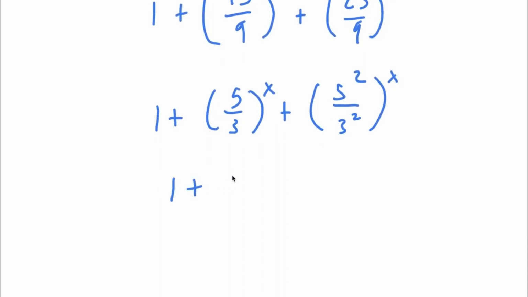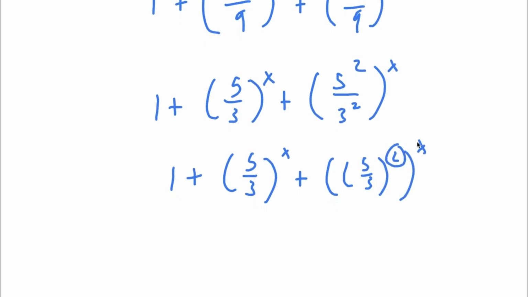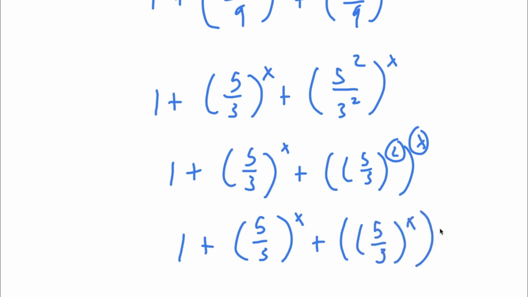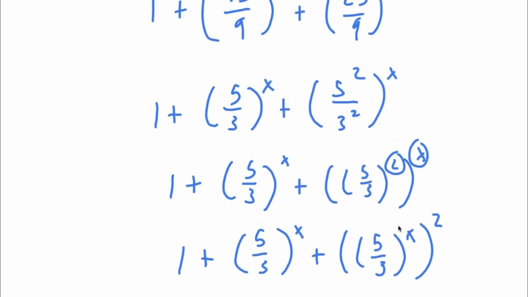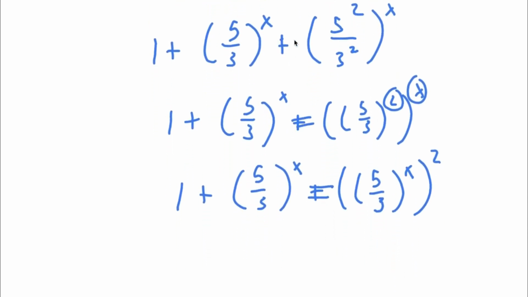Now, I can write 5 squared over 3 squared as 5 over 3 to the power of 2, to the power of x. And I can actually switch the places of these two. So now I'm going to have 1 plus 5 over 3 to the power of x is equal to 5 over 3 to the power of x to the power of 2. And sorry, this is an equal sign, not a plus sign.